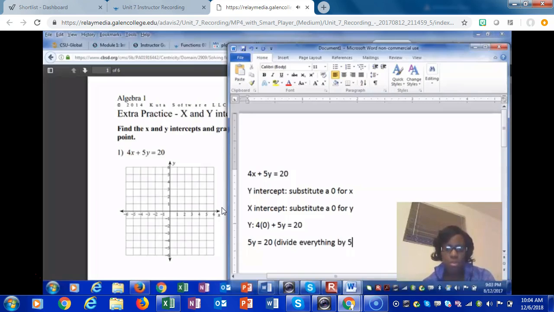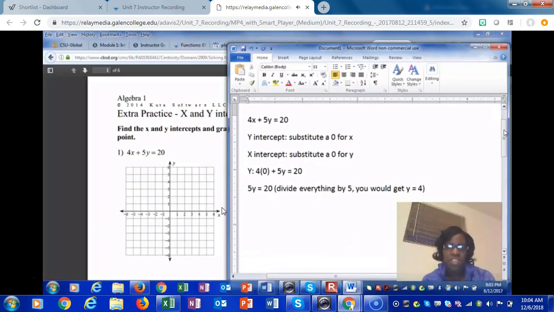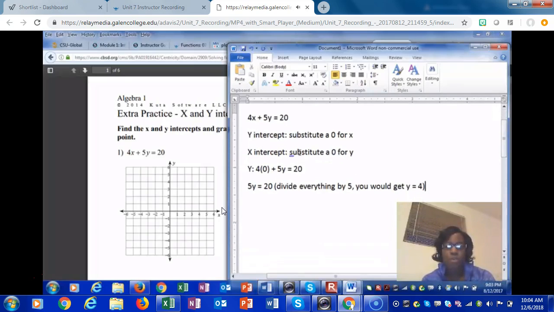you would get y equals 4. Okay, and that's just one. Now that's for the y-intercept. For the x-intercept, you substitute a 0 in for y.